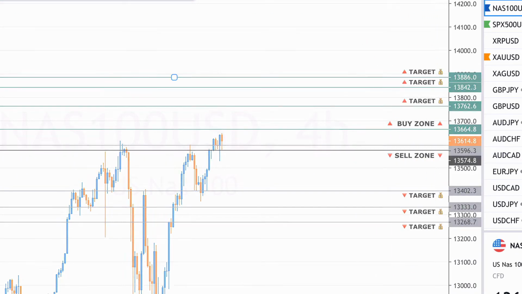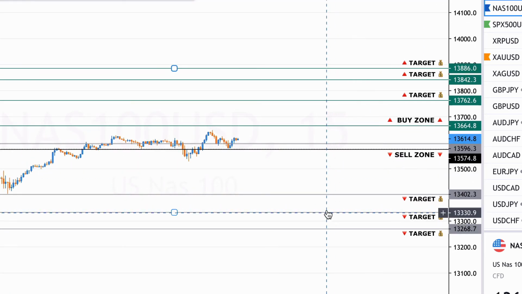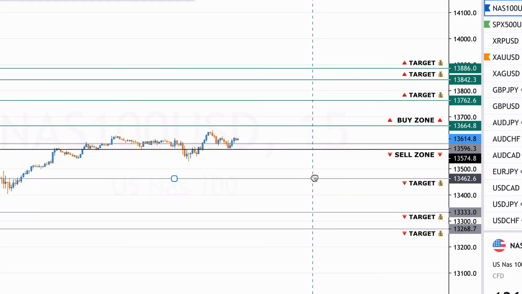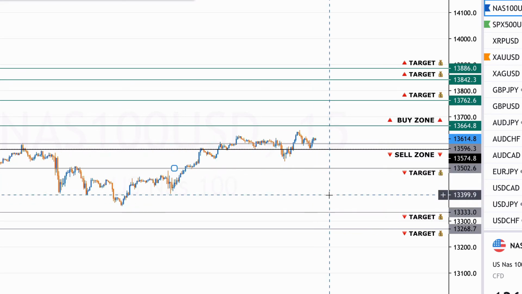That's the 4 hour. So let's see how we look on the 15. Still like it. So this target here, we can bring there, and I'll add one here.